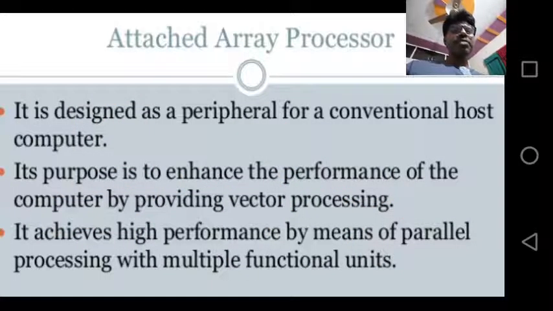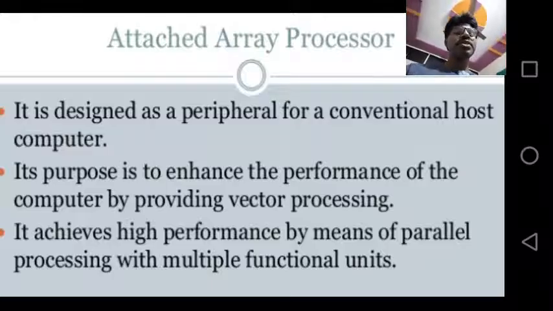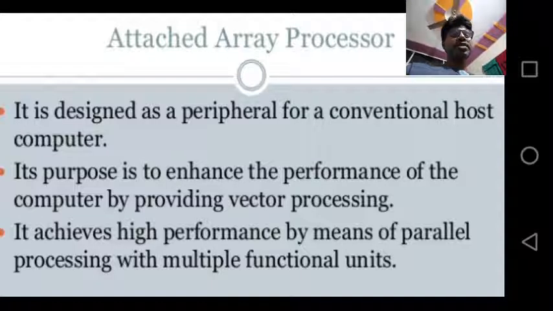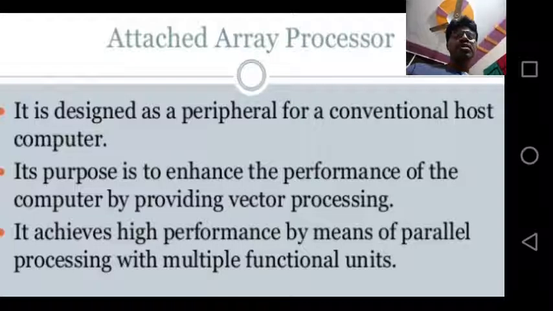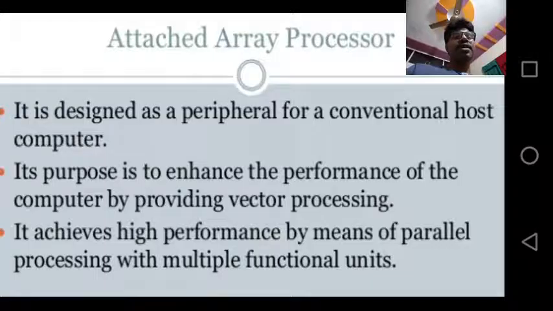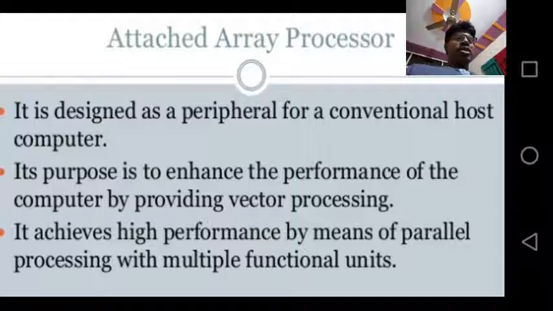It achieves high performance by means of parallel processing with multiple functional units. So it has multiple functional units, and the attached array processor achieves high performance by implementing parallel processing with them.